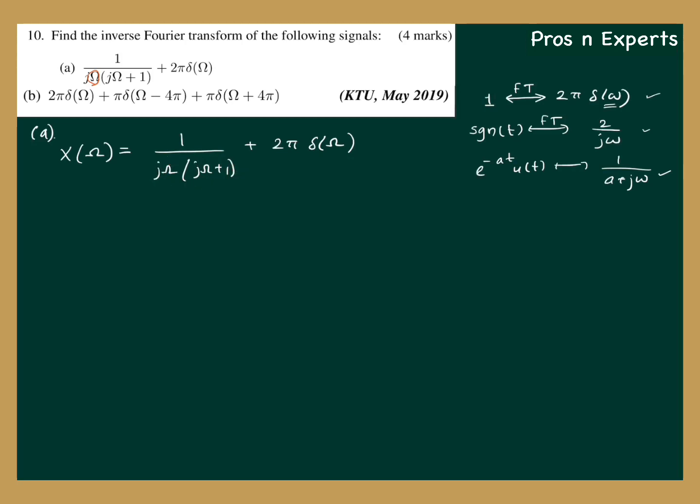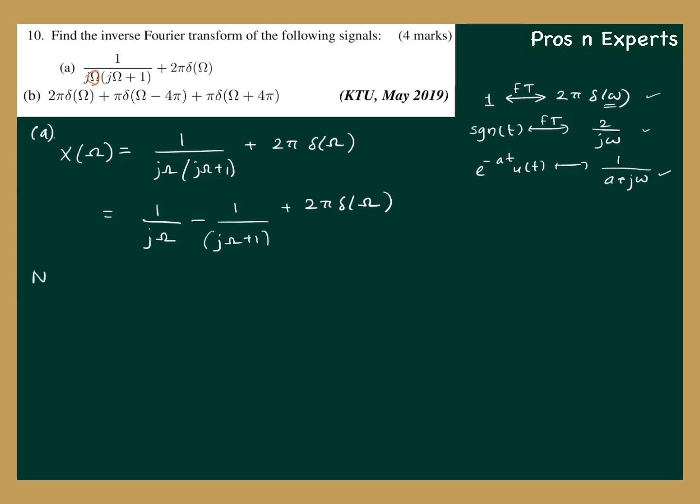Okay, the first term is given as a factor, right? So whenever you find a factorized form in the frequency domain, what you have to do is partial fractions. This is a very simple partial fraction. I don't have to take A and B because it is very simple. So I can write it as 1 by j omega minus 1 by j omega plus 1. If you simplify it, you will get 1 by j omega into (j omega plus 1). So A and B are actually 1 and minus 1. If you want, you can take A and B, no problem. You will end up with the same result. Plus 2 pi delta of omega.